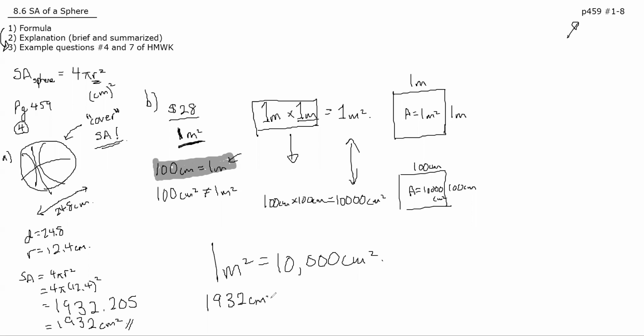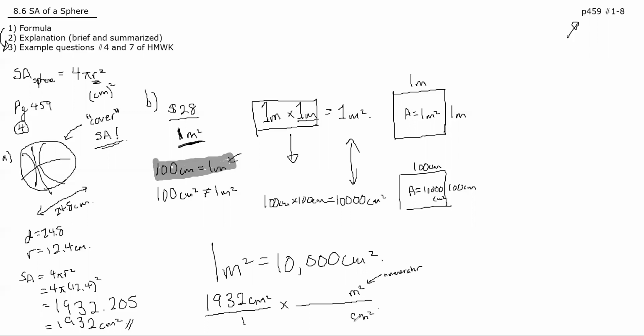I have 1,932 centimeters squared. I'm going to multiply it with a conversion factor, a conversion fraction. If I have centimeters squared on top, I'm going to have centimeters squared on the bottom so that I can reduce the unit. Okay, that's where I'm going. Well, centimeters squared, what is the unit I want to change it to? I want to change it to meter squared. So the unit that you want to change it to is going to be in the numerator.